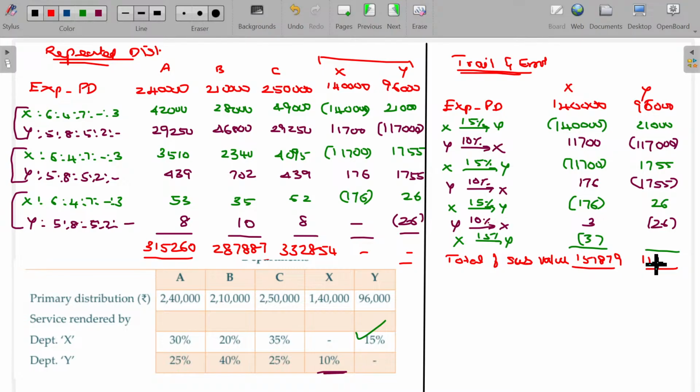1,51,879. 1,18,781. Hereafter, I am going to find out the overhead for the 3 departments. Expenses as per primary distribution for A, B, C. How much is that in the very beginning?